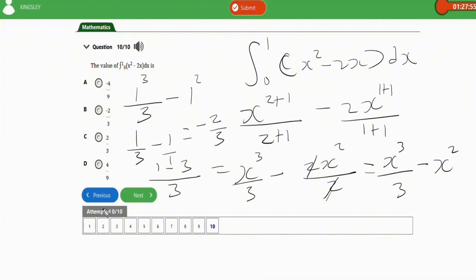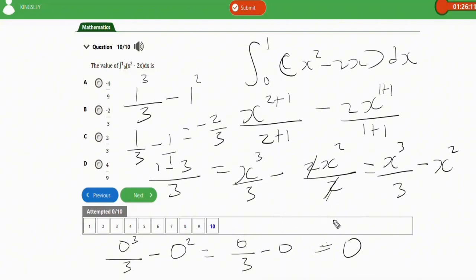Now let's plug in the value of the lower limit. So it's going to give us 0^3 over 3 minus 0^2. So this will give us 0 over 3 minus 0. If we keep simplifying this, 0 over 3 is 0. When you punch it in the calculator, 0 over 3 is 0. So the general output here gives you 0.